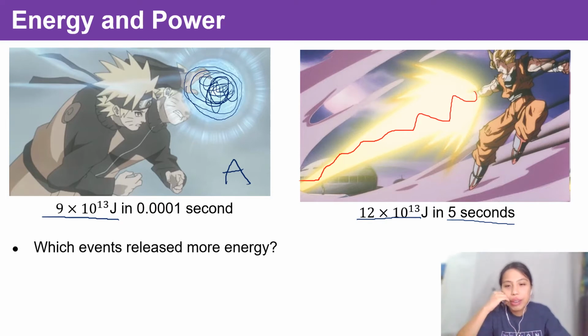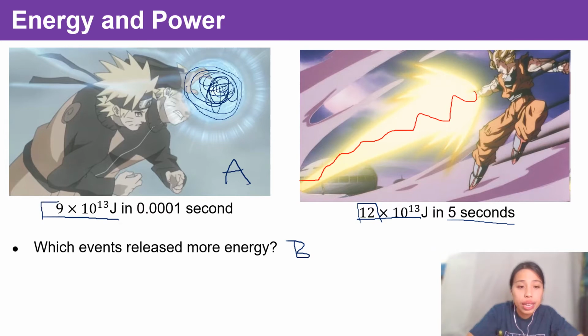Well, you can look at the amount of energy. Joules is the amount of energy. So I would say character A released more, character B. Why did I say A? B released more energy, because this one is 12 times 10 to the 13, which is more than 9. So there's more energy in that beam overall.